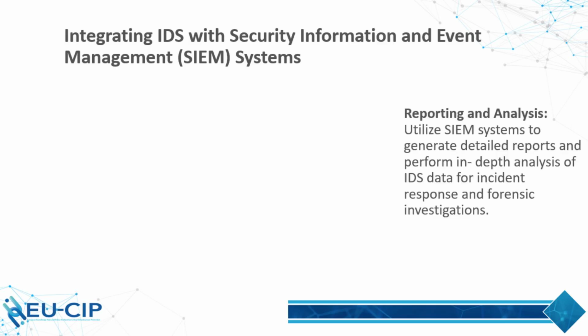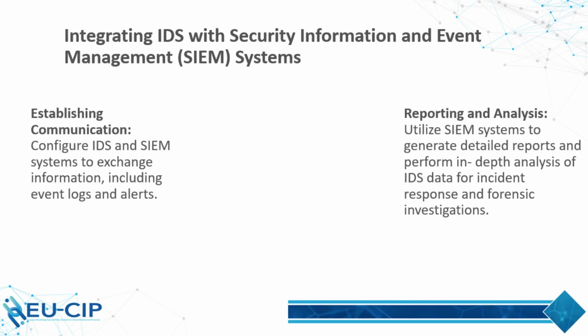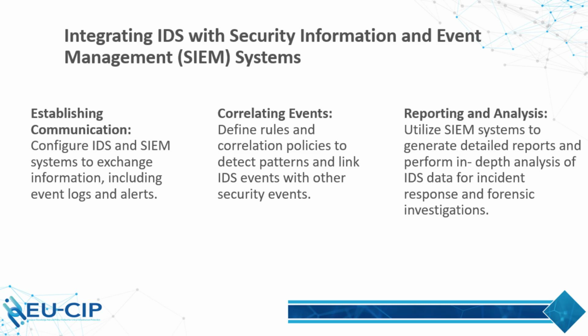Integrating IDS with security information and event management (SIEM) systems involves establishing communication. Configure IDS and SIEM systems to exchange information, including event logs and alerts. Correlating events. Define rules and correlation policies to detect patterns and link IDS events with other security events. Reporting and analysis. Utilize SIEM systems to generate detailed reports and perform in-depth analysis of IDS data for incident response and forensic investigations.